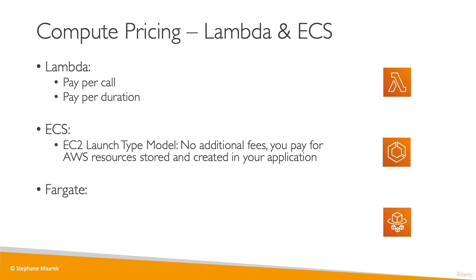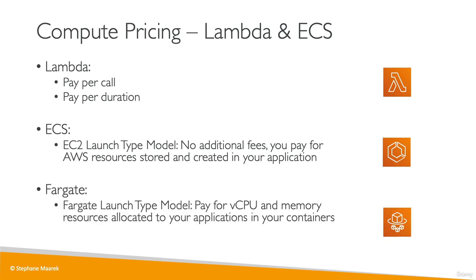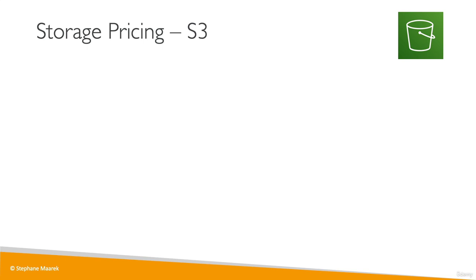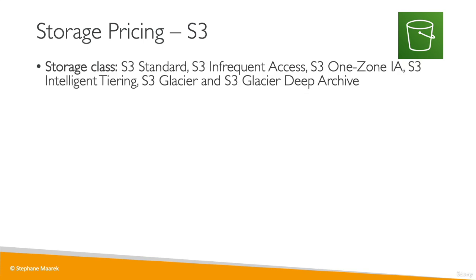For Fargate, it's a little bit different because we don't manage EC2 instances, and therefore we're going to pay for each container for the amount of CPU and memory that gets assigned for your container. Now let's talk about the pricing of the storage on Amazon S3. So as we saw, there are different storage classes that you need to know for the exam. We have S3 Standard, S3 Infrequent Access, S3 One Zone IA, S3 Intelligent Tiering, Glacier, and Glacier Deep Archive.